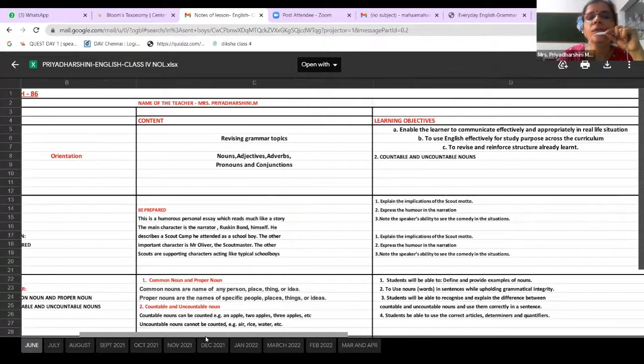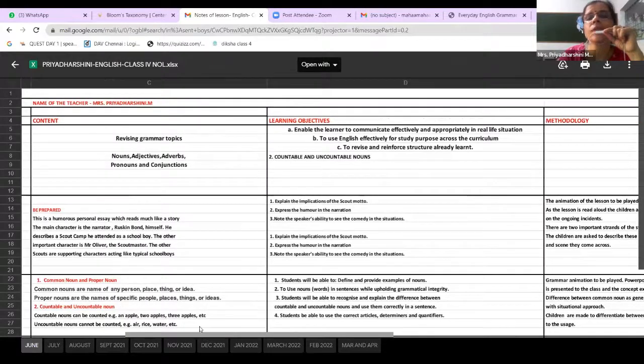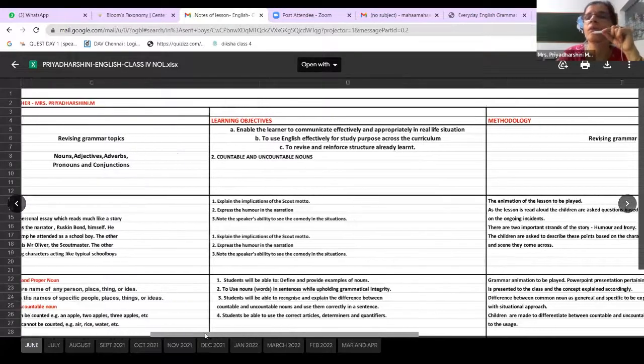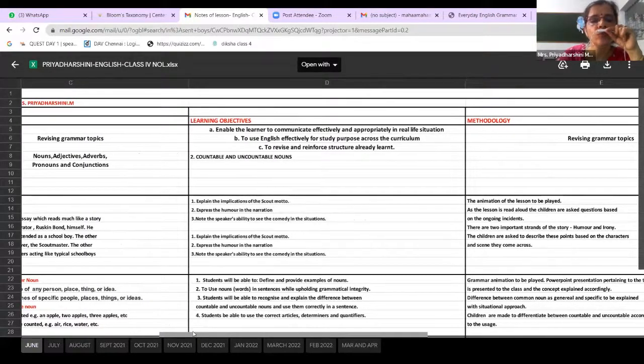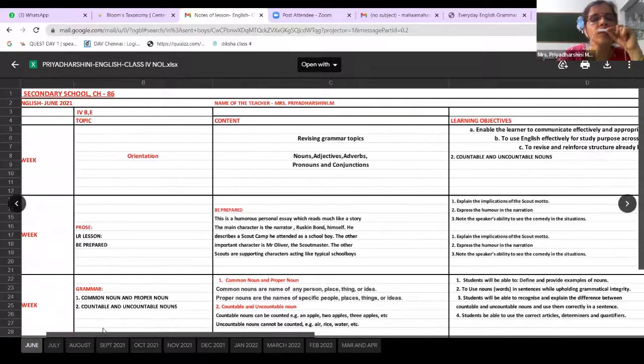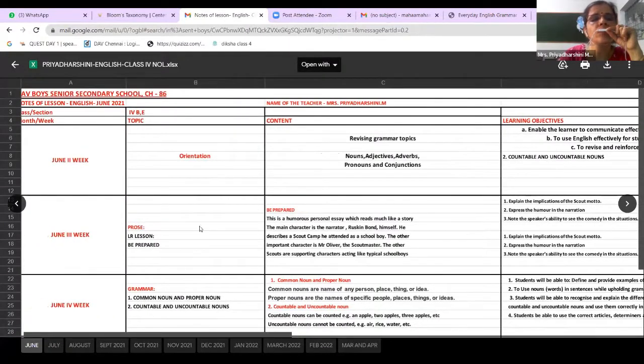So the learning objectives, even for that, we will specify. Enable the learner to communicate effectively and appropriately, to use English effectively for study purposes, and to revise and reinforce the structures already learned. So the grammar topics that we will revise here, all the grammar topics we will focus on. Okay. The month of June, first week. Then only we will begin with the rest of the lessons.